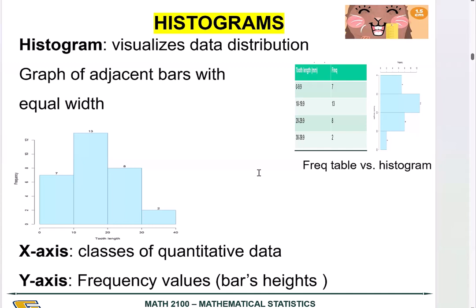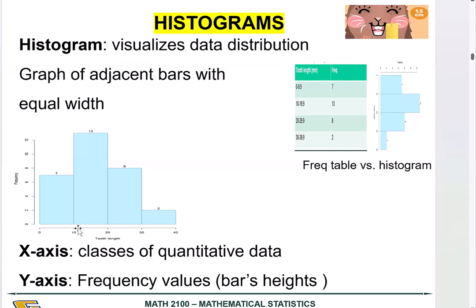So it helps to visualize the data distribution. Here we just have a graph of adjacent bars with equal width. On the x axis, it's just a class of quantitative data, and on the y axis, we have the frequency values. We call these the bar heights. So here you can see the peak, instead of looking at it in the table, we can visualize it in this histogram.